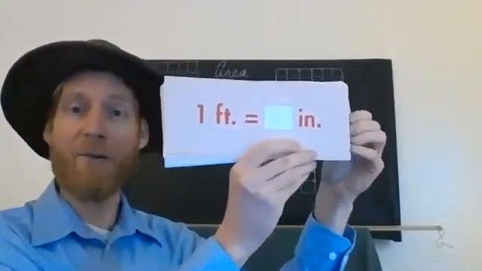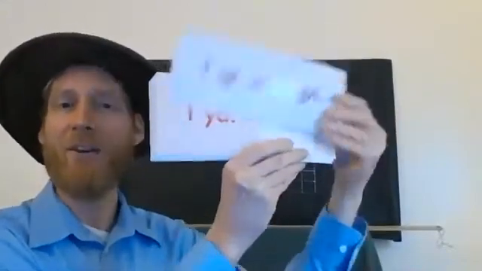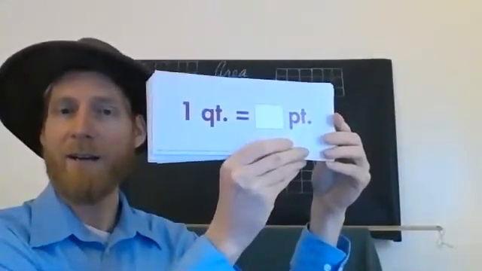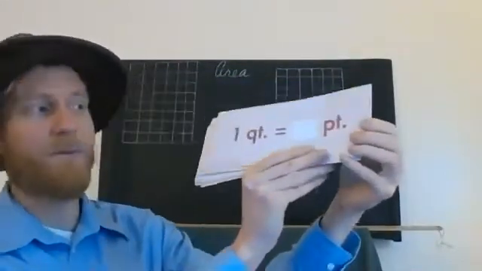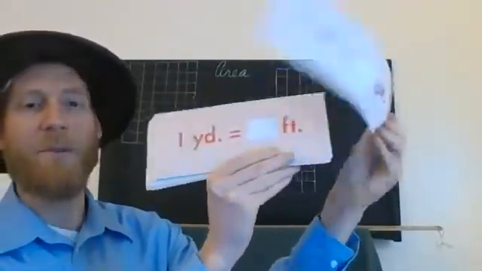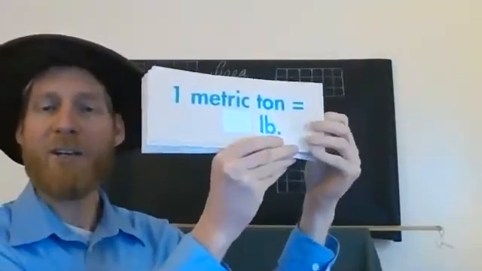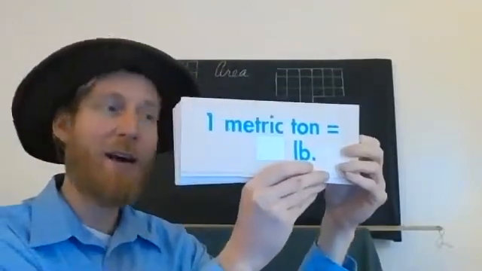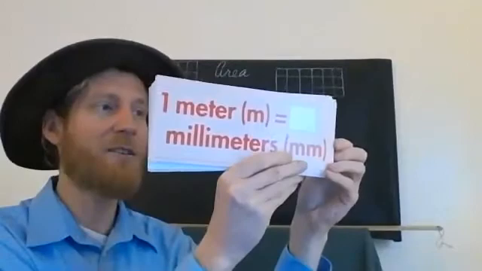1 foot equals 12 inches. 1 yard equals 3 feet. 1, what's that? 1 quart equals what? 2 pints. Okay, that's one that we want to keep remembering. 1 metric ton equals 2,200 pounds. 1 meter equals 1,000 millimeters.